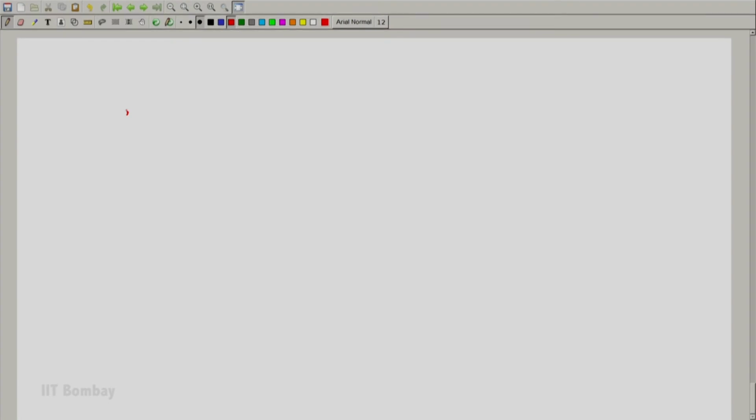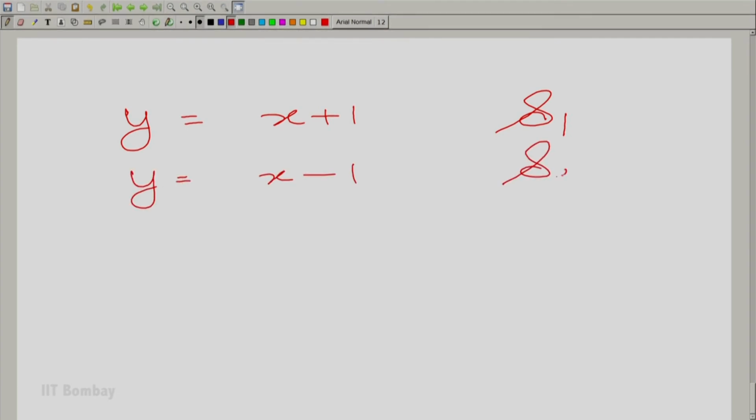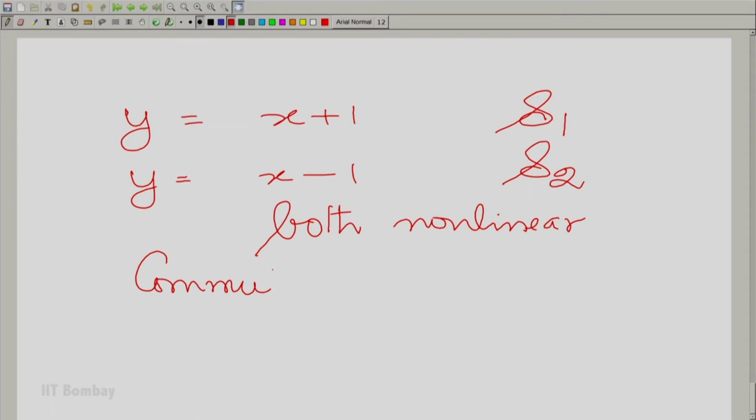For example, let me take a very simple instance again. Let us take this instance of y equal to x plus 1 being the first system S1 and y equal to x minus 1 being the second system S2. Both these systems are non-linear. However, these systems are commutative. That is interesting. So, you could have exceptions.